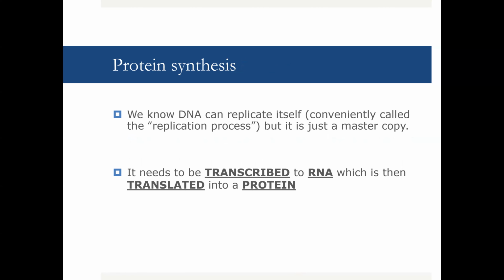We start with DNA, okay? There are 3 types of RNA. There's messenger RNA, there's ribosomal RNA, and there's transfer RNA. We need to transcribe the DNA to messenger RNA. The messenger RNA is the thing that's going to take the message from the nucleus out to the ribosome. That's called transcription, okay?